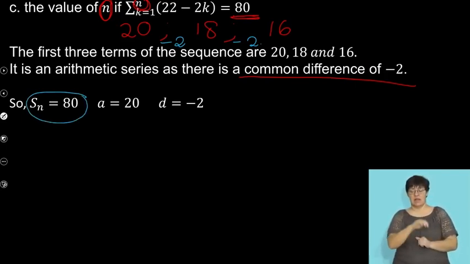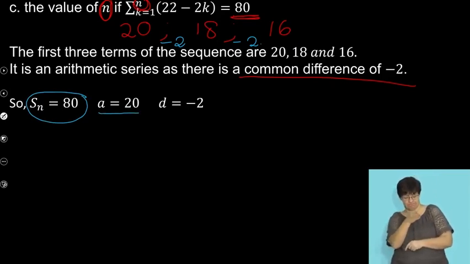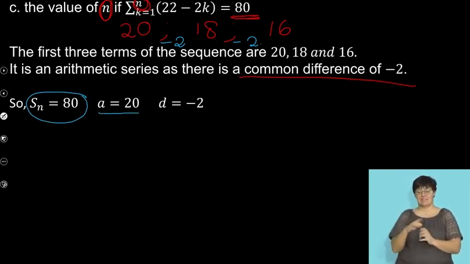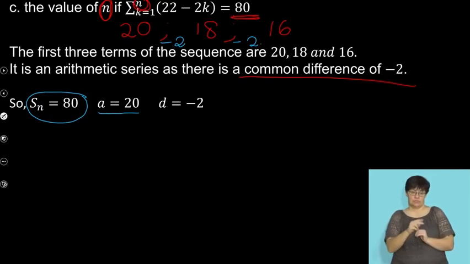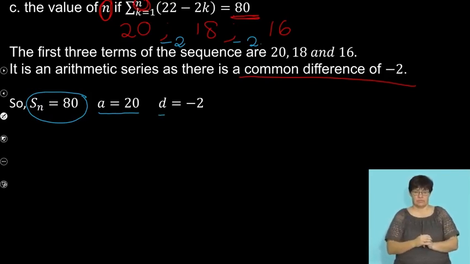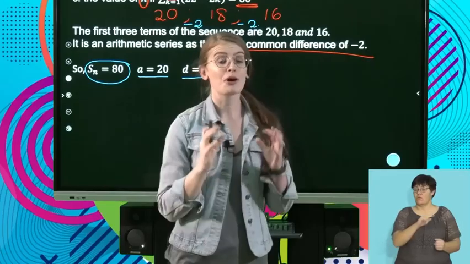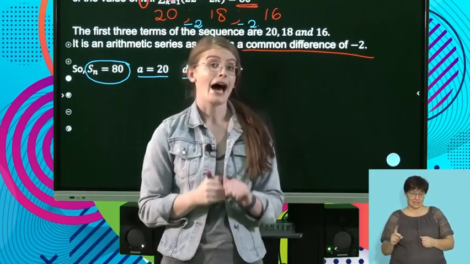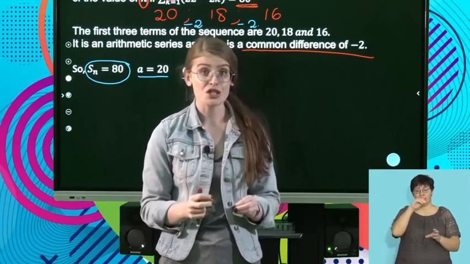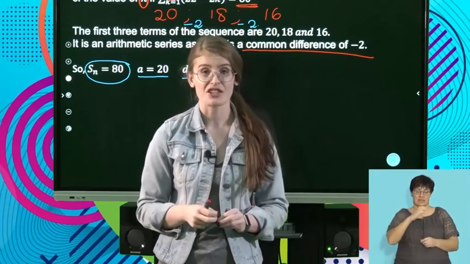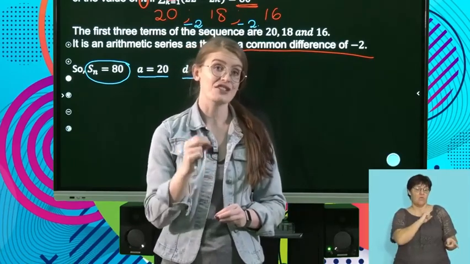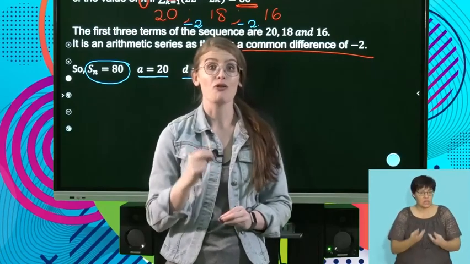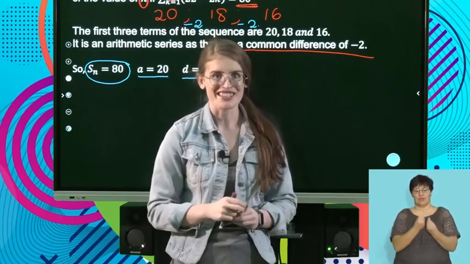I can see that a is equal to 20 because that is my a value, and I have already established that the common difference is -2. Great, guys. So because I have an Sn, an a, and a d, I'm going to substitute that into my arithmetic series formula, as this is going to allow me to solve for n. Let's do that together.